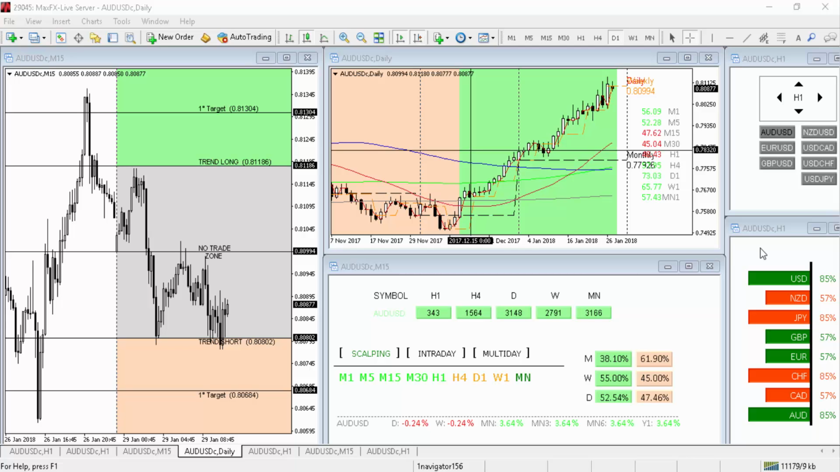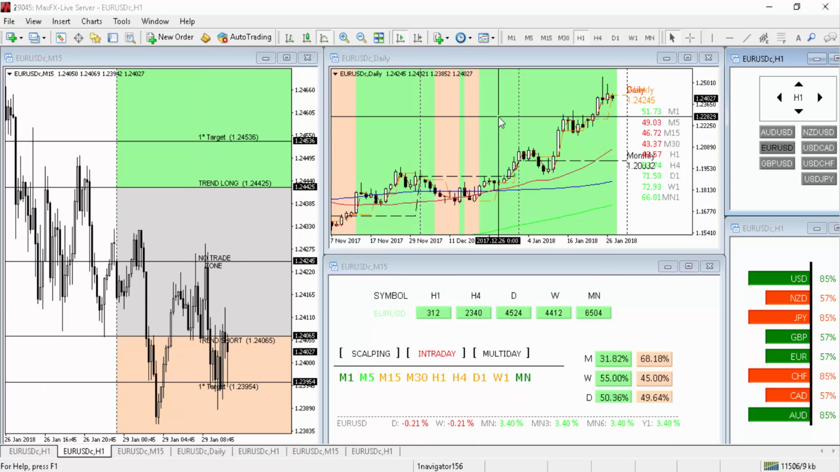Should the market close below the entry level of the bearish zone of the target geometry at 0.8080, we may have a continuation to the downside, but for now the market is moving inside the no trade zone of the target geometry, so we do not have a clear operative signal right now.